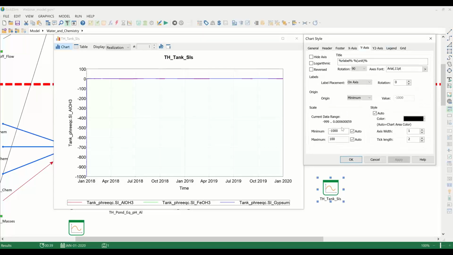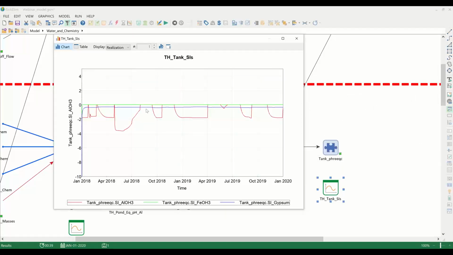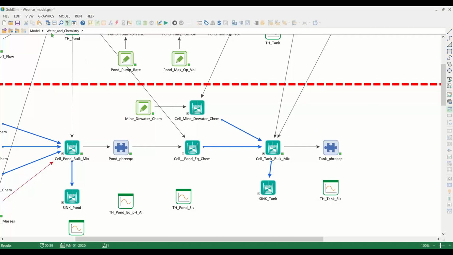Here are the results for the tank for the saturation indices. At the start they're sort of undefined, so it's got a really small number. I'll just set this to -10, and I'll make the maximum 5. And here we can see those saturation indices. So it looks like gypsum never quite reaches saturation here, and it looks like aluminum and iron hydroxide sort of intermittently reach saturation, so they have a value of 0. So that's basically the model that I wanted to show.